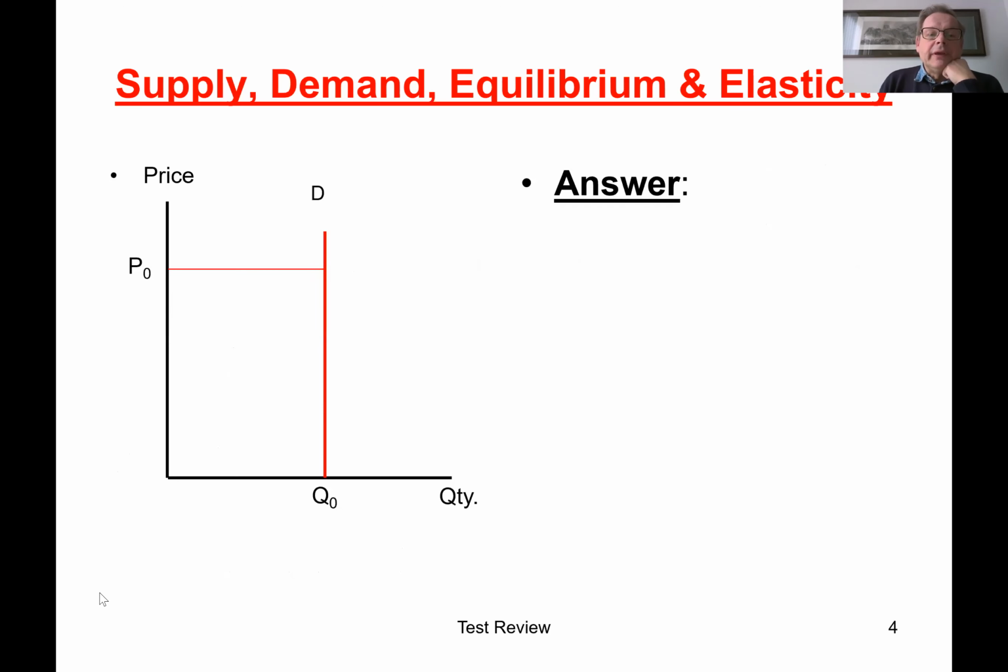Our answer is it is inelastic. The price drops from P0 down to P1, but drops by 25%, and quantity demanded stays the same. Hopefully this diagram explains that question to you. And the answer here is E, it's perfectly inelastic.